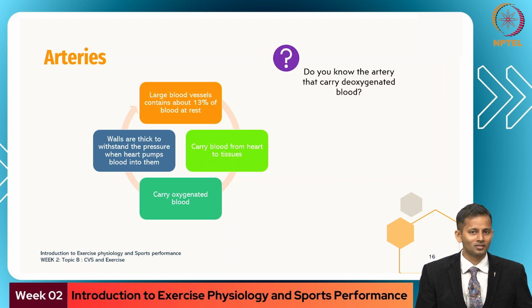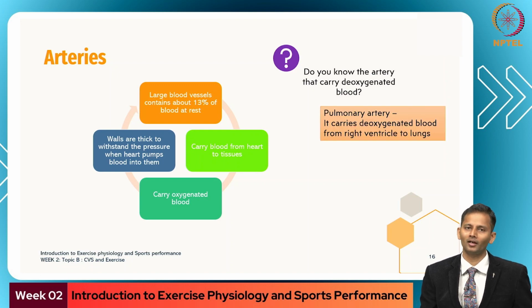And can you guess an artery which is a misnomer, where it carries deoxygenated blood? If you have given keen attention, you could have guessed the answer by now. Yes, that's the pulmonary artery. We saw that the deoxygenated blood which enters the right side of the heart, the right ventricle, is then pumped into the pulmonary artery towards the lungs. So pulmonary artery is a misnomer. It's called the pulmonary artery, but it carries deoxygenated blood.